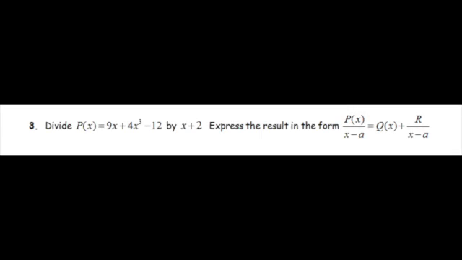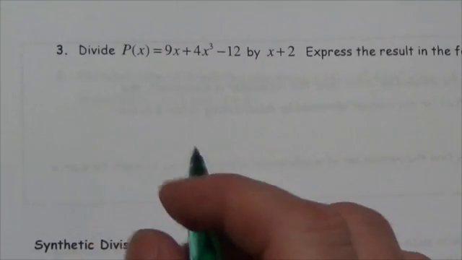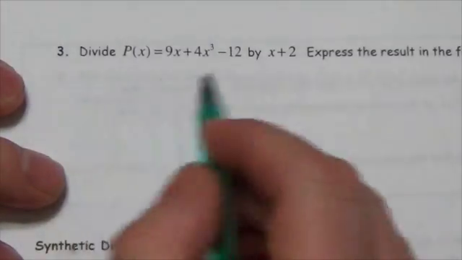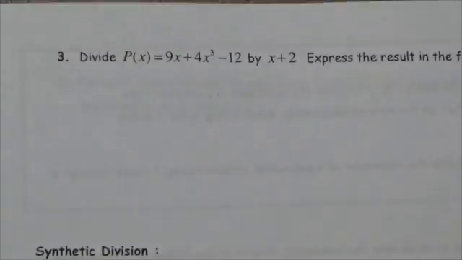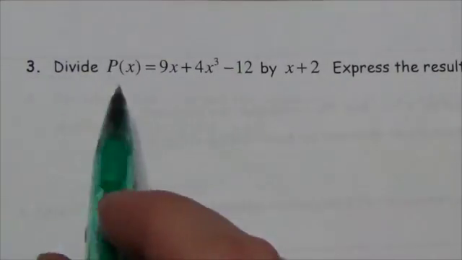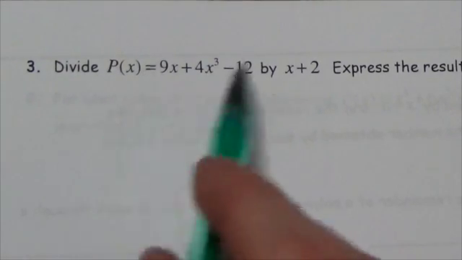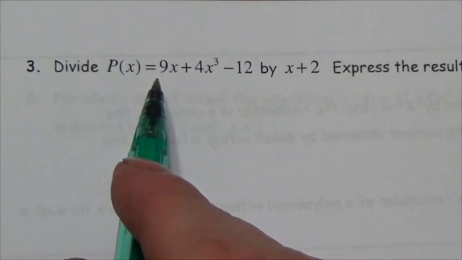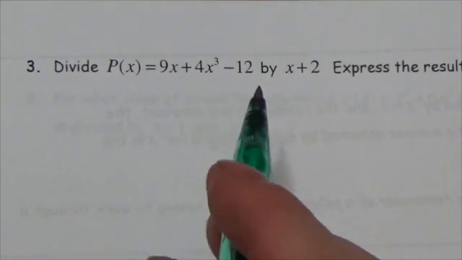Divide the polynomial 9x plus 4x cubed minus 12 by x plus 2, and express the result in the form p of x over x minus a is equal to q of x plus r divided by x minus a. Well, there should be something about this question that jumps out at you right away. Before we even jump into the division here, I'll maybe zoom in just a little bit. Look at the question here. Look at my dividend. My divisor's fine, x plus 2, that's great. Look at my dividend here: 9x plus 4x cubed minus 12.